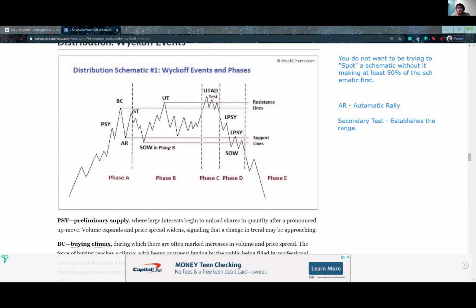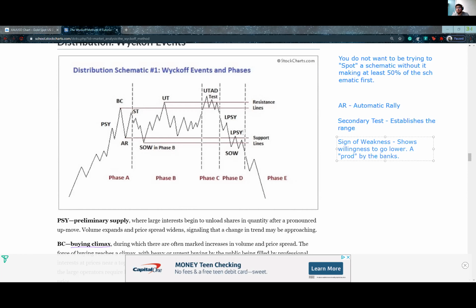Okay. The SOW is the sign of weakness. Now, this is one that is very unique towards distribution. So this is unique towards distribution. This will not appear in accumulation. Okay. And this is what is known as the sign of weakness, or the SOW, right? The sign of weakness shows willingness to go lower. It is a prod by the banks.